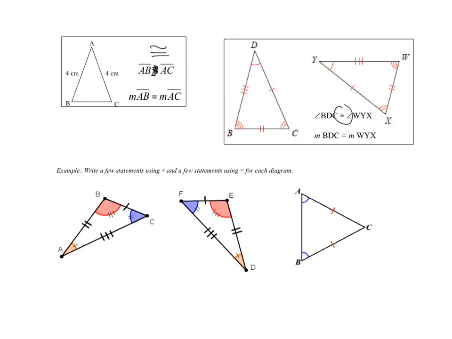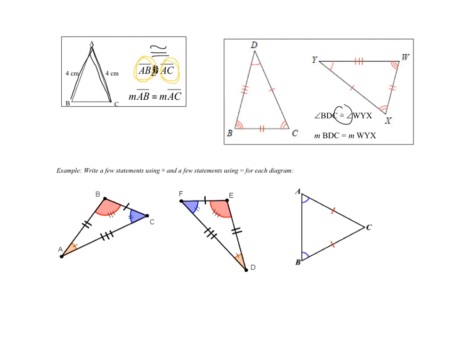Anyway, in this picture, we have a triangle, and you can see that the side length of AB has 4 centimeters, and the side length of AC also has 4 centimeters. That means that line segment AB is congruent to line segment AC.